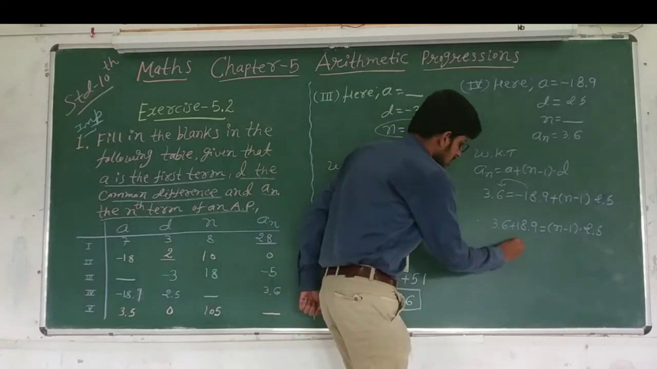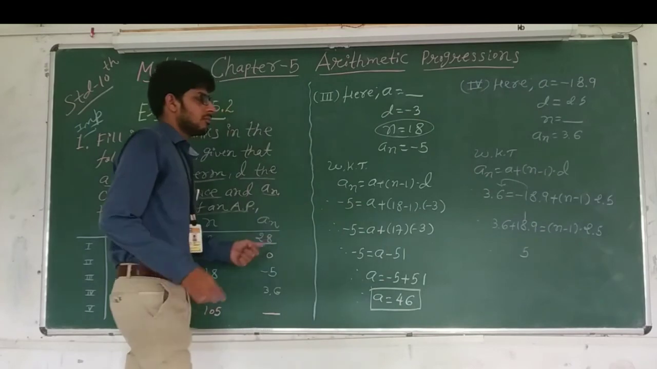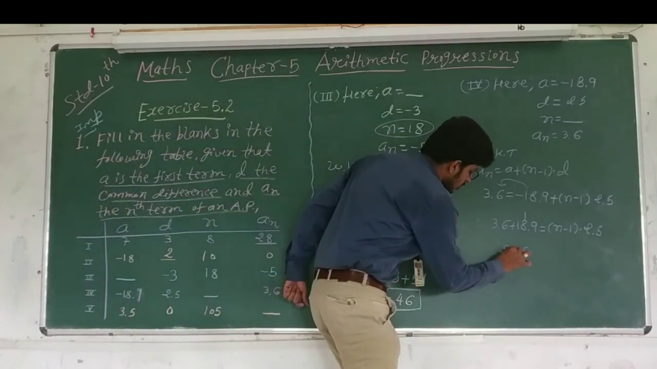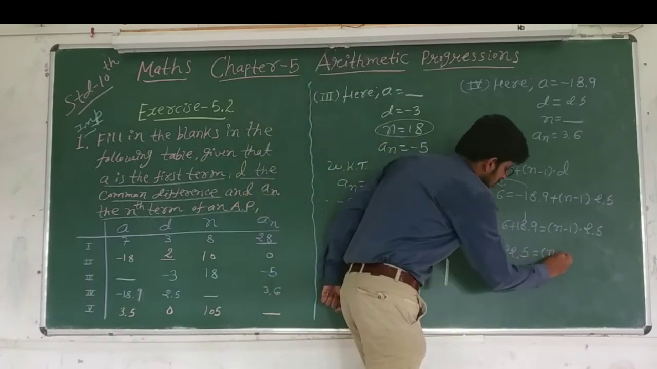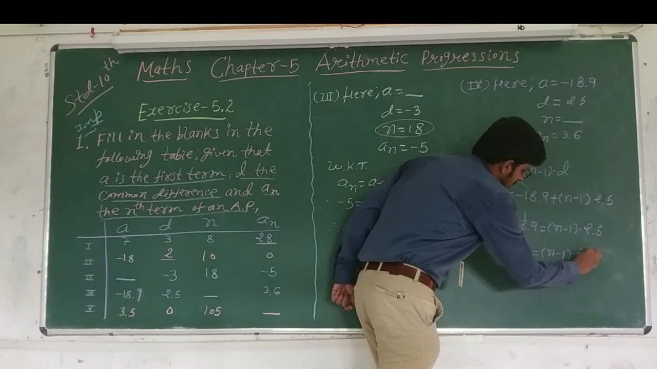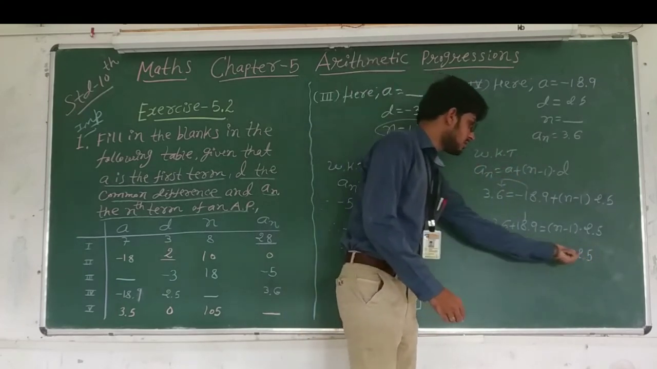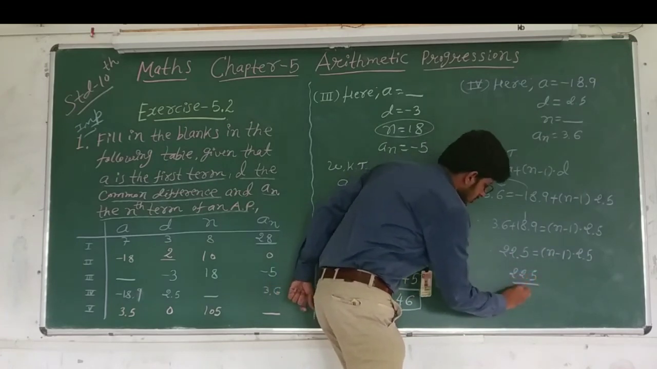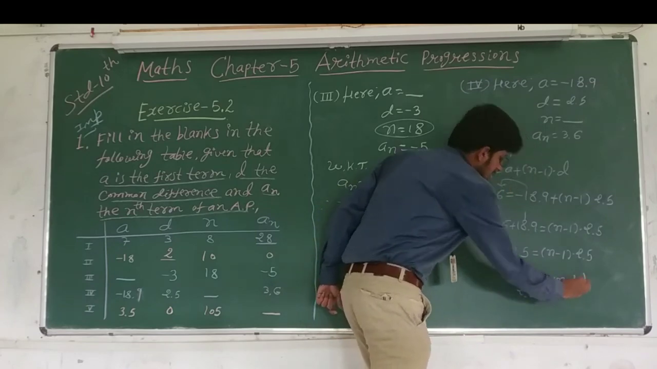Now 18.9 plus 3.6. So 9 plus 6 is 15, 8 plus 1, 9, plus 3, 22. So 22.5 is equal to n minus 1 into 2.5. Therefore, now we have to shift 2.5 to the left hand side. So it is divided by 2.5. So 22.5 divided by 2.5 is equal to n minus 1.